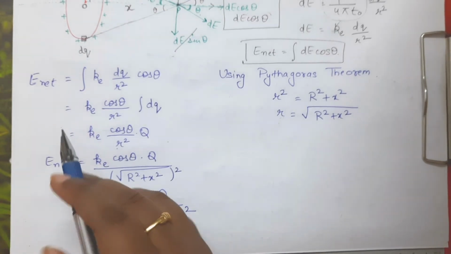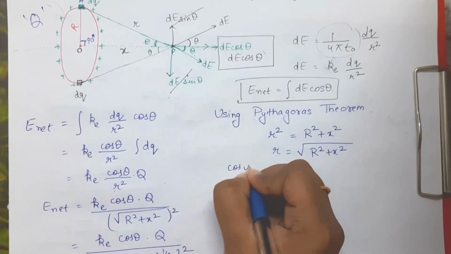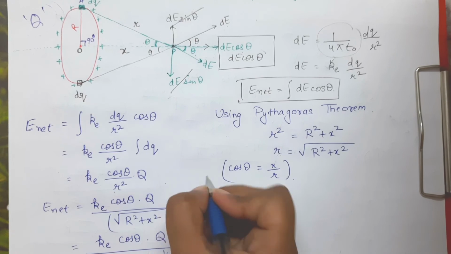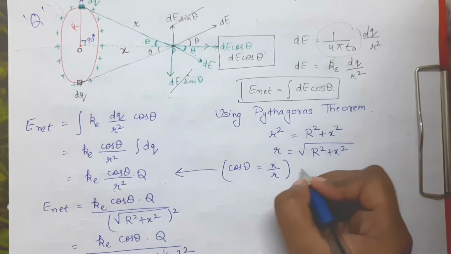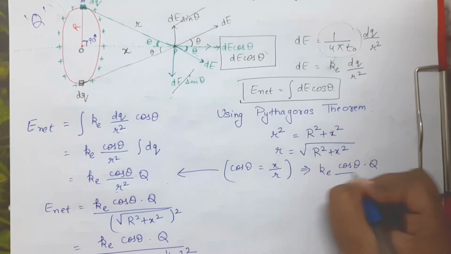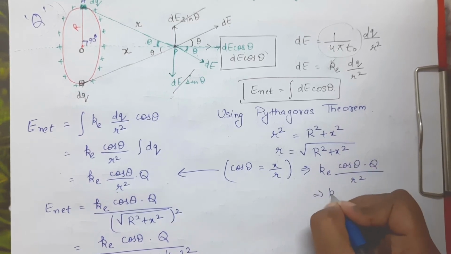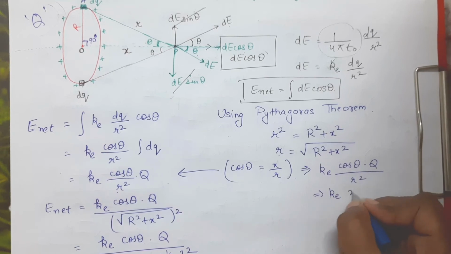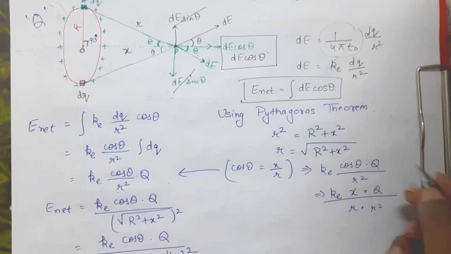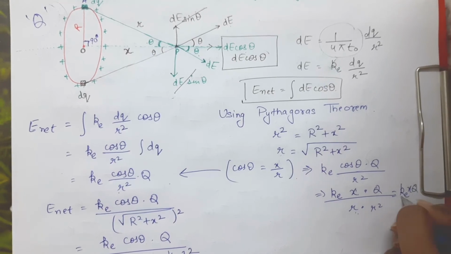Okay, one more thing here. If you consider this triangle, what will be the value of cos theta? Cos theta will be equal to x by r, right? So you can directly use this relation here. So what you will be getting is KE cos theta into Q by r square. Instead of this you can write KE into, instead of cos theta you can write x by r, r square cube. Instead of cos theta I have written x by r. So you will eventually get KE x into Q by r cube, right.